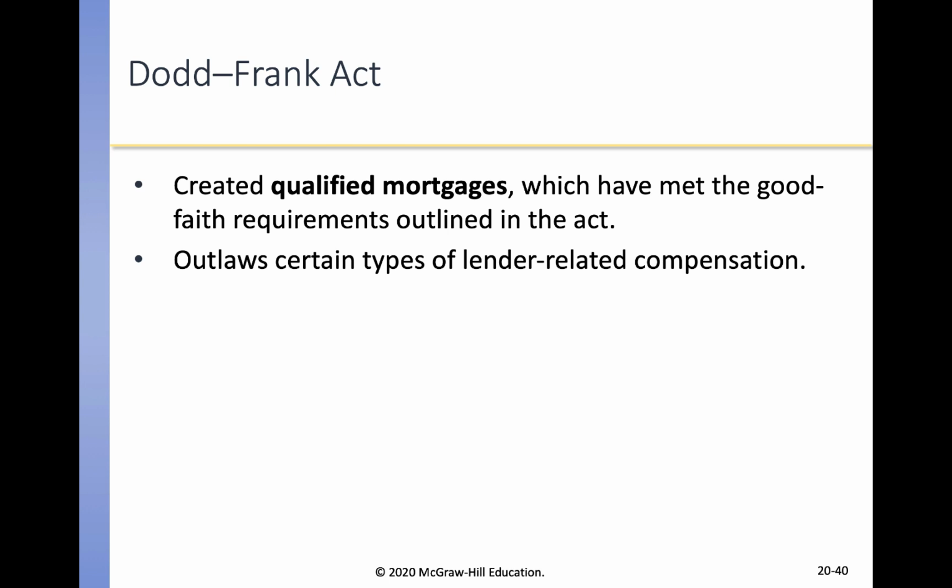The Dodd-Frank Act also created qualified mortgages, which have met the good faith requirement outlined in the Act, and it outlawed certain types of lender-related compensation. So lenders used to be compensated to make certain types of loans because they could then sell those loans. That is now outlawed.